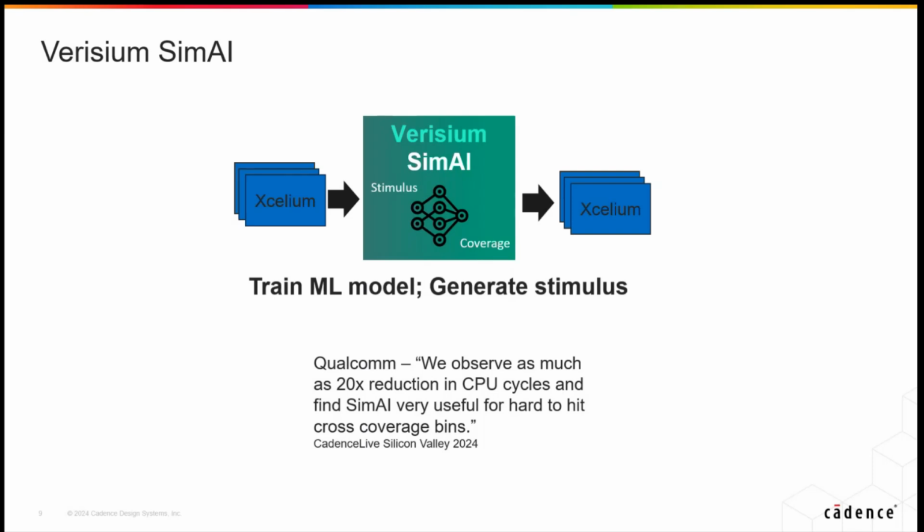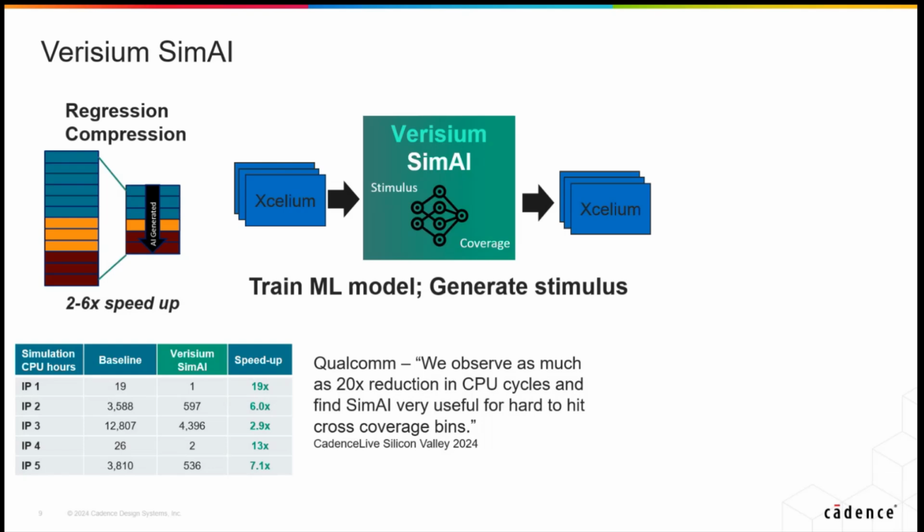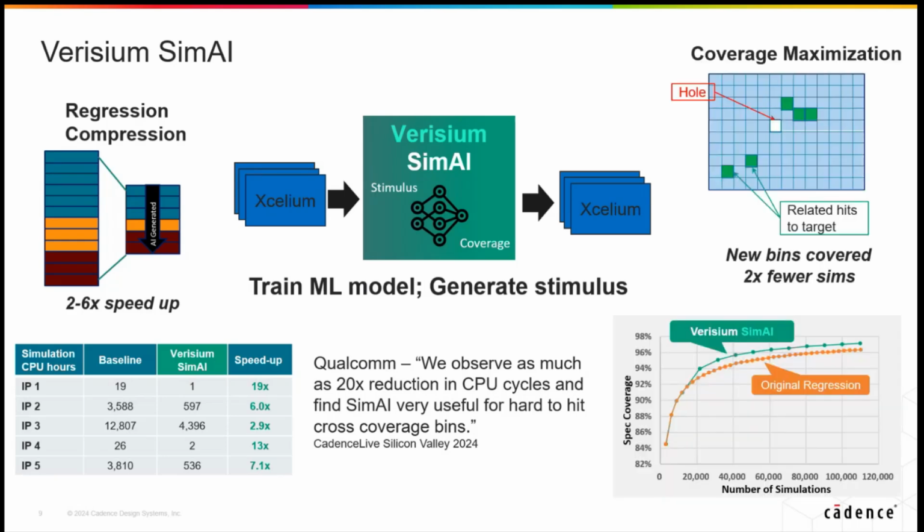That's one thing about machine learning models: they're great at learning what you did in the past. We're not going to create here. We're doing the same thing, we're just doing it very efficiently. So that's regression compression. It does some great things. I've seen some great numbers. Qualcomm was actually at Cadence Live and did a paper on this, and they saw in real life, on a real project, some awesome numbers.